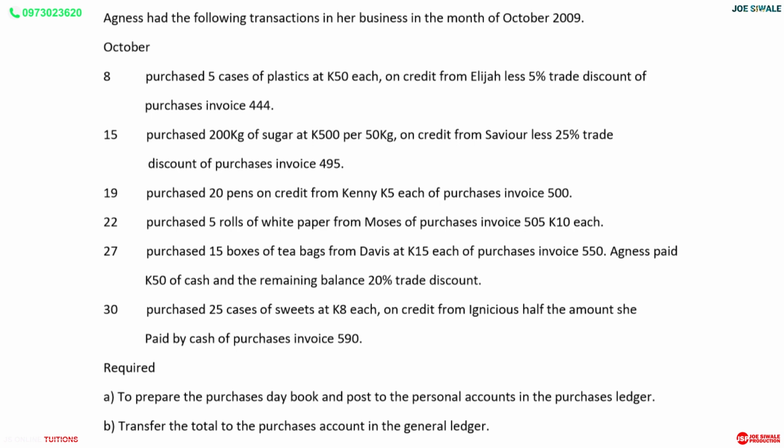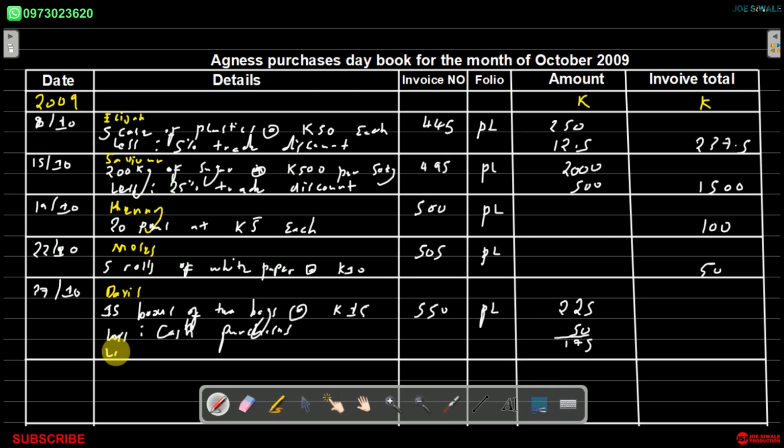The question says Agnes paid 50 kwacha of cash and the remaining balance 20% trade discount. So we have to charge 20% of 175. So we're going to say less 20% trade discount. 20% of 175, we're having 35 kwacha. So to find the total amount, we're going to say 175 minus 35 kwacha, and we're having 140. So we're going to have 140 there. Let us look at the next transaction.